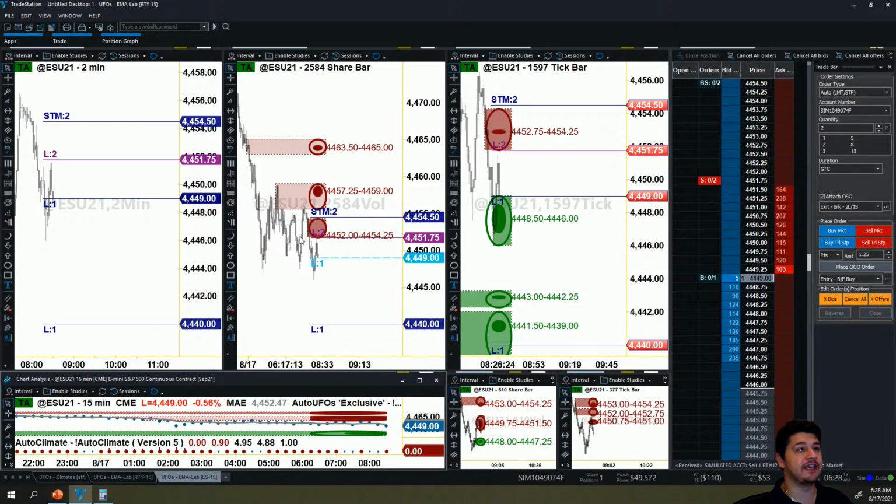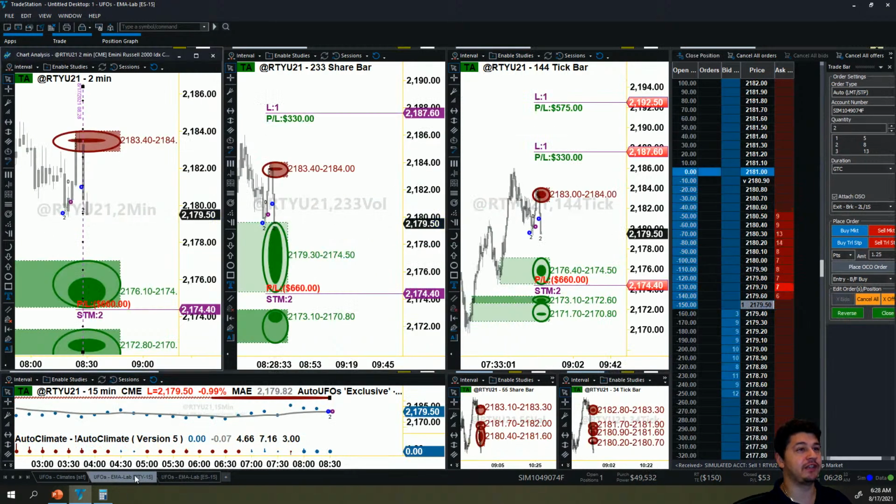Obviously, the ES, if a tick away, already went to T1. This is the second time we're seeing this in the same session, right? The first time we were a little slow on the trigger. The second time it just came a tick away and it went.